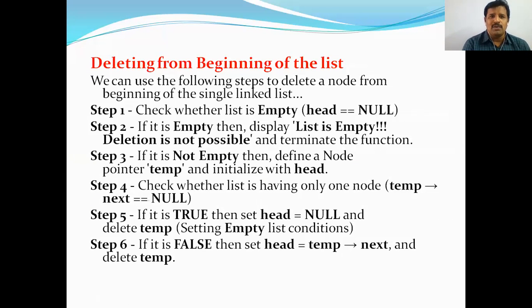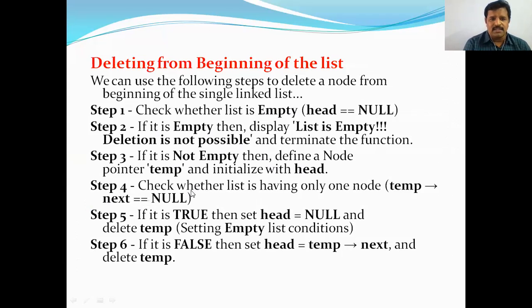So, if we want to delete an element from the beginning of the list, this is the procedure. We have to check whether the list is empty, that means head equal to null. If the list is empty, you are unable to delete elements, so display the list is empty. That means deletion is not possible. If it is not empty, that means there are some nodes in the list, we have to delete. Define a node pointer temp and initialize it with the head.